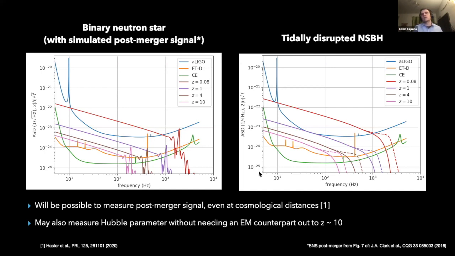Another possibility is if you have a neutron star around a black hole and it gets tidally disrupted, you can also learn quite a bit about the neutron star and potentially use that as a probe of, say, the Hubble parameter. That's just one aspect, though, of some of the things that can be done.